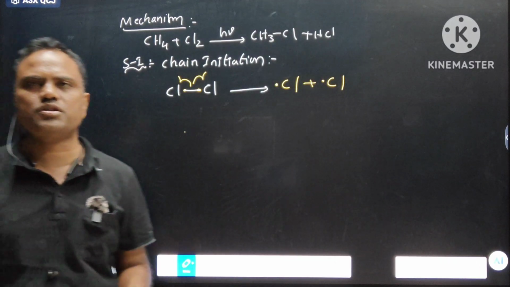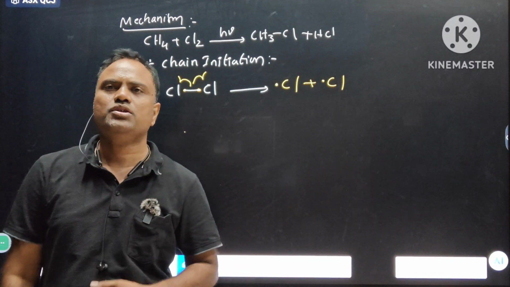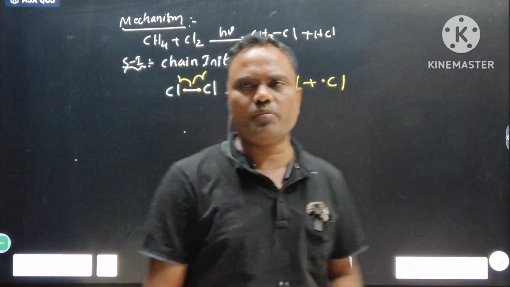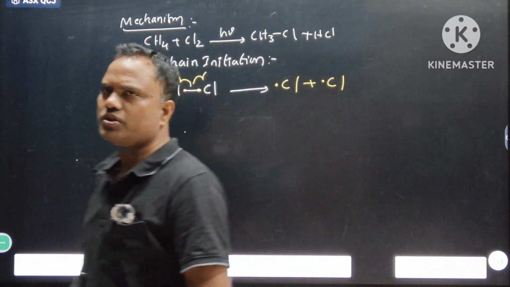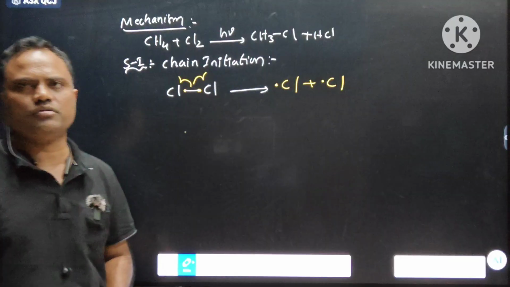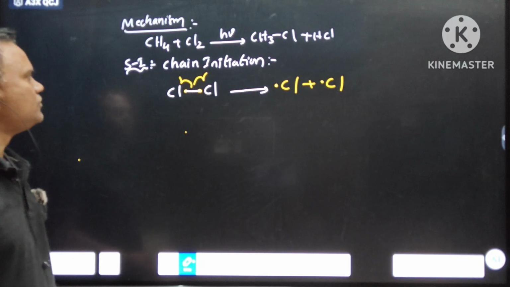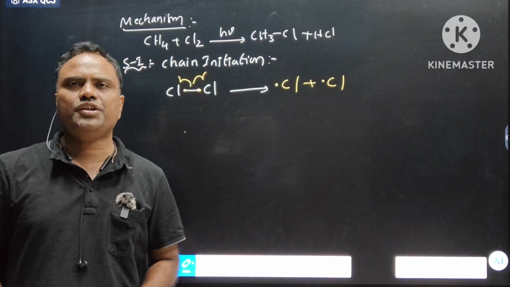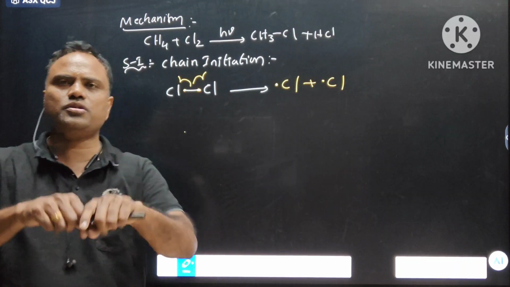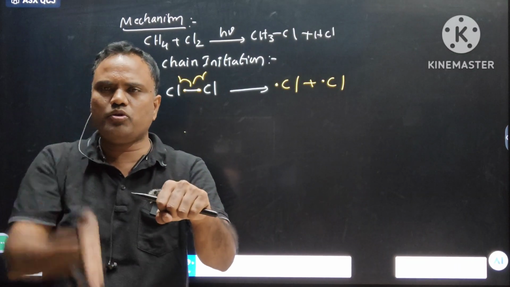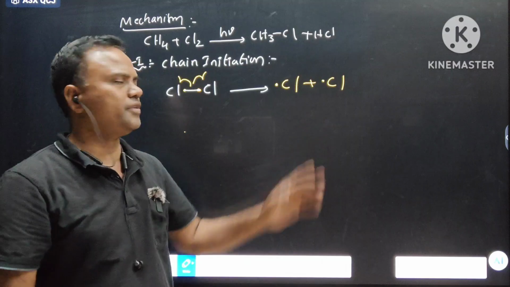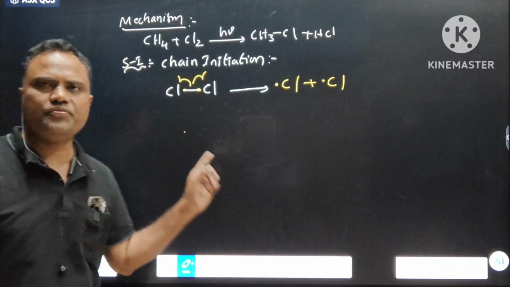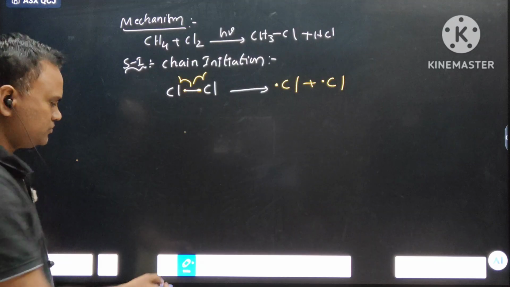How will you get the question? Which of the following is the chain initiation step? Which of the following is the chain termination, chain propagation step in the halogenation of alkanes? That is the question. Chain initiation step is clear for everyone. In the chain initiation step, what happens? The halogen molecule undergoes homolytic cleavage and a halogen free radical is produced. Any doubt in this, all of you? Next.